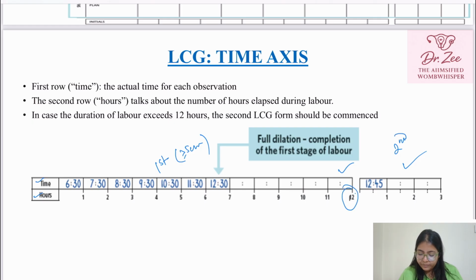As you can see, only 12 hours time limit is given here, but if labor exceeds that, you can use the second graph paper. It's not like after 12 hours we cannot allow patient for further progression. You can allow, you just use the second form. And in the second stage of labor, you can see there are 3 hours given, only 1 to 3.